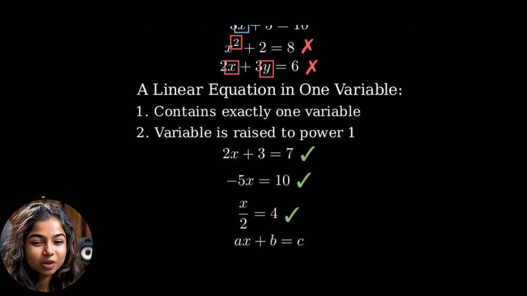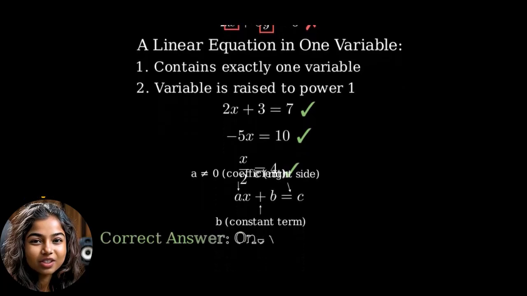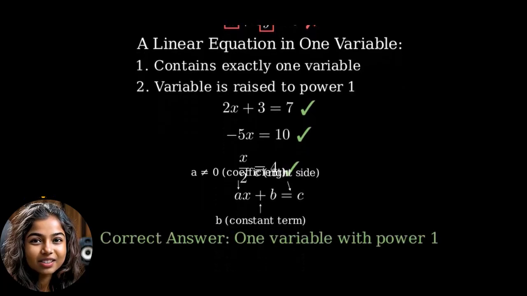The general form of a linear equation in one variable can be written as ax plus b equals c, where a is the coefficient of x and is not 0, b is the constant term, and c is the value on the right side of the equation. In conclusion, a linear equation in one variable must have exactly one variable, and that variable must be raised only to the first power. This makes option D one variable.